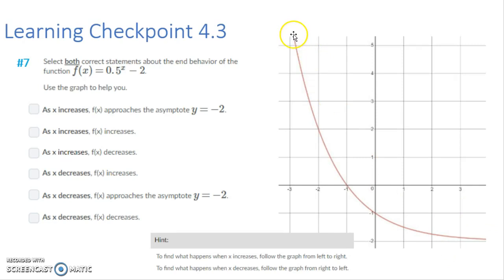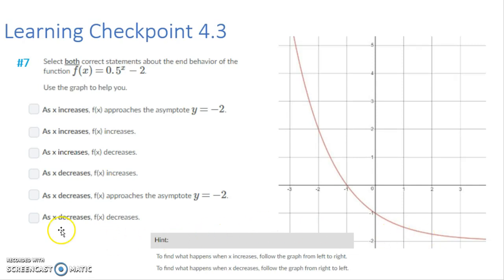So if I read the graph from left to right, I notice that I'm going down, I'm decreasing, and then the graph kind of starts to level out right here. You'll see that better in your OHS. When the graph levels out, we have a special type of line that our graph is approaching.